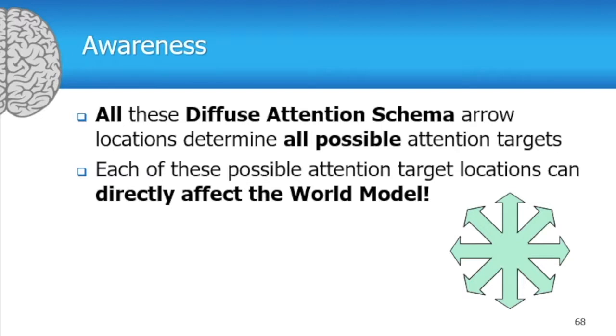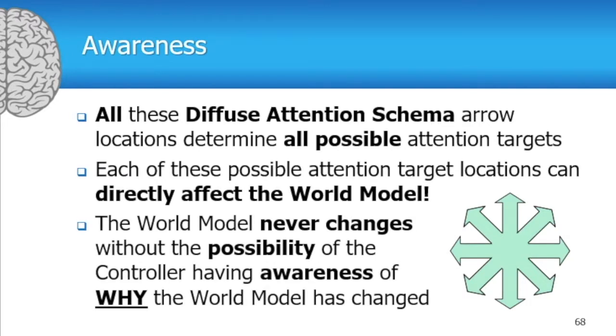All senses that we can be aware of will affect the sensory world model. Inner visualizations can also update the sensory world model. Language input and the inner voice can update the abstract conceptual world model. And feelings or emotions get stored along with memories of objects or situations, and these memories are part of the world model. In other words, the world model never changes without there being the possibility of having a conscious awareness of why the world model has changed.